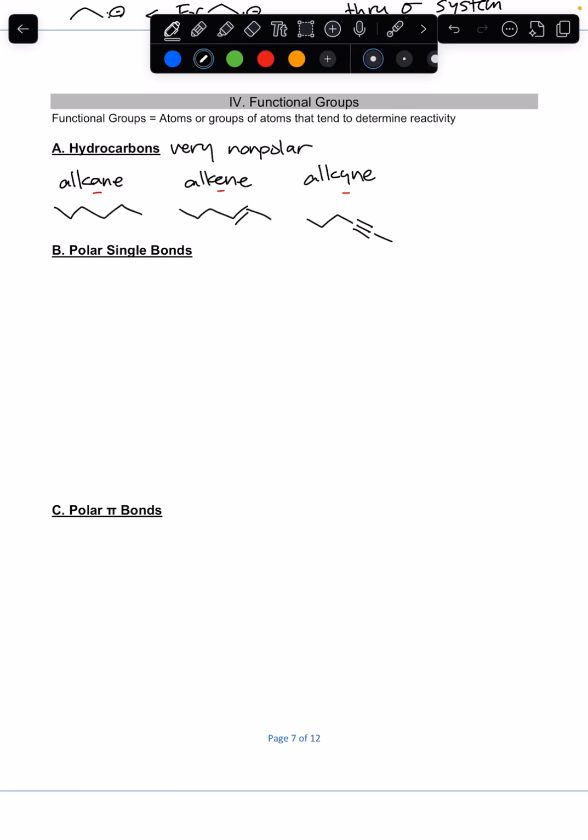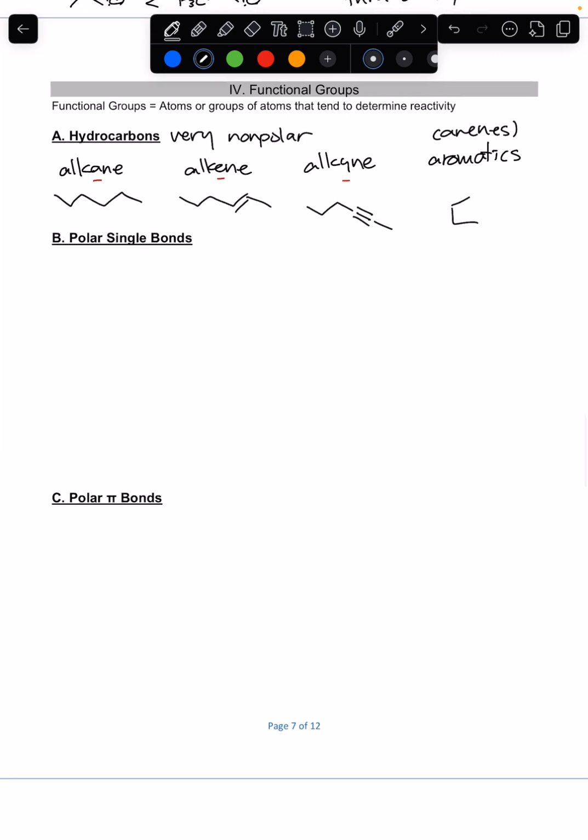Hope that makes sense. And another might be aromatics, or sometimes we might call these arenes or aryl groups. The most famous example might be benzene. So this basically is like alkenes, except they're in a ring and conjugated, meaning they're all next to each other, and we'll talk about why that matters in a separate chapter later in the year.